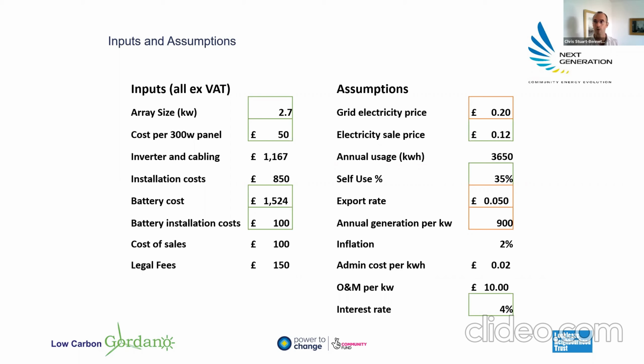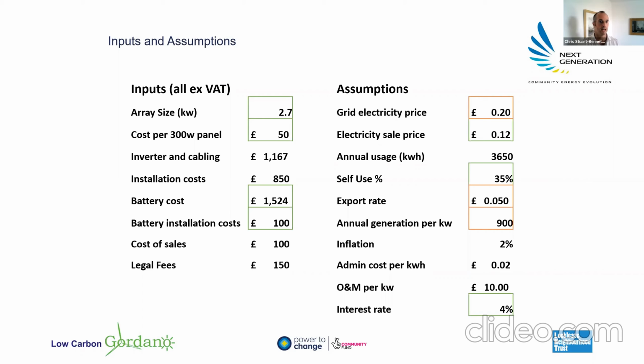We originally modelled on the grid electricity price of 16 pence, but the average is now more like about 20. So I have updated this model to reflect that. And we initially modelled on an electricity sale price. We first looked at 10 pence, but then in conversations with Bristol Energy, they said they'd need to add on an extra tuppence per kilowatt hour in terms of administration costs. So a baseline electricity sale price of 12 pence.